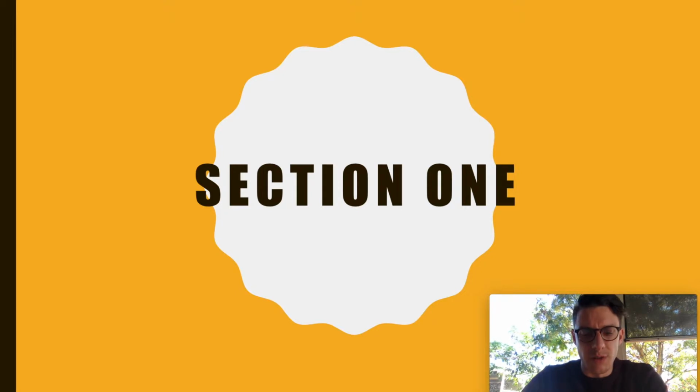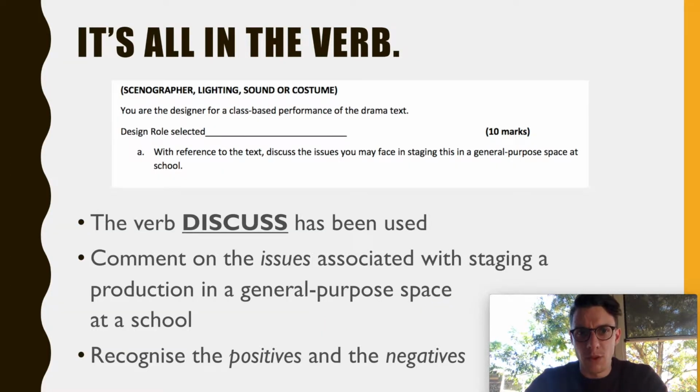Let's look at Section 1 first. Section 1, again, all on the verb. This is an example of a question, so I've taken this directly out of the exams that we've looked at in the past. So if you look at your exam that you guys have got, it'll be very similar to what I've got here. So, design a question. It's asking you, with reference to the text, the unseen text of course in Section 1: discuss the issues you may face in staging this in a general purpose space of a school.